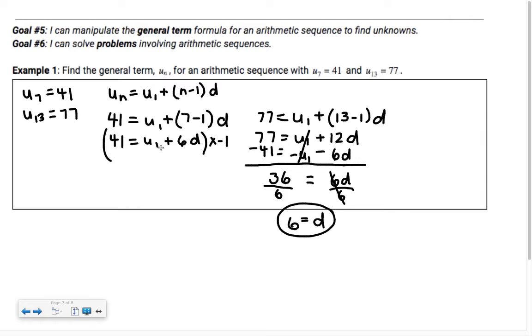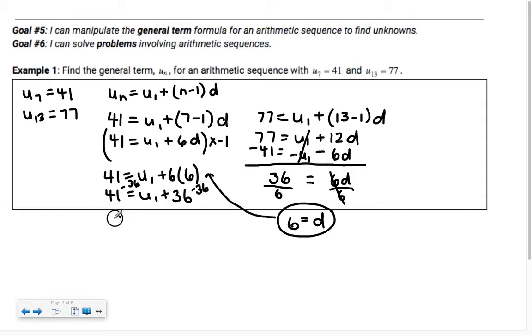I still need to find u1. In order to do that, I can take my common difference and plug it into either of my original equations. I'm going to choose this equation because the numbers are smaller. So I've got 41 equals u1, which I still don't know, plus 6 times my common difference, which I just found out is 6. So solving that a little bit, I have 41 equals u1 plus 6 times 6, which is 36. Solving for u1 here, I need to subtract 36 from both sides.